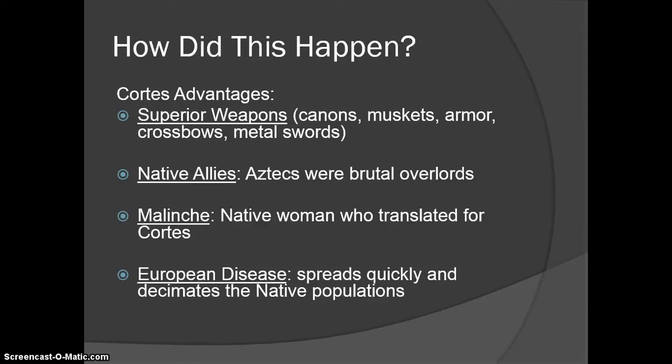Cortez, of course, and the Europeans have cannons, muskets, armor, crossbows, and metal. The Aztecs, on the other hand, have obsidian weapons, stone weapons, no armor, no gunpowder. So that's an easy advantage for the Spaniards.